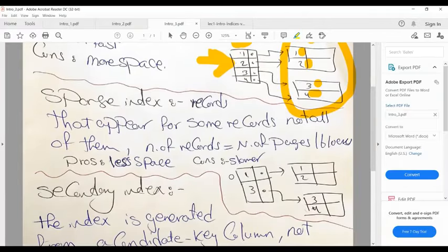The sparse index has entries for some records, not all of them. Here, for the dense index, I needed to include all of the records in my index. Sparse is unlike the dense index. I don't have to include all my records in my sparse index. I need to include a record per block.